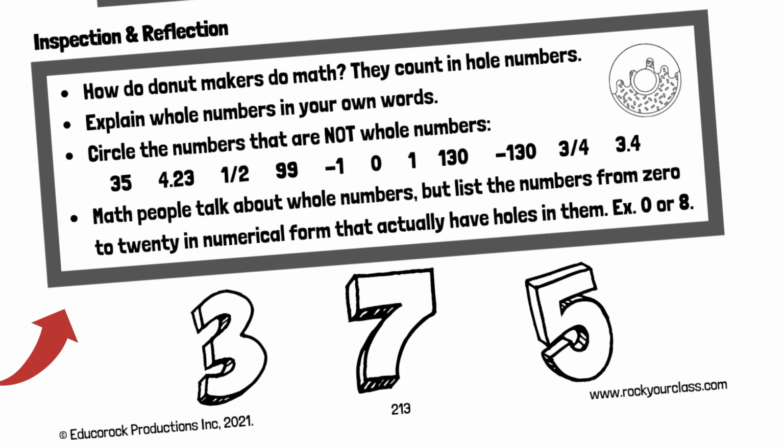Explain whole numbers in your own words. Circle the numbers that are not whole numbers: 35, 4.23, 1/2, 99. Math people talk about whole numbers, but list the numbers from 0 to 20 in numerical form that actually have holes in them. Example: 0 or 8.